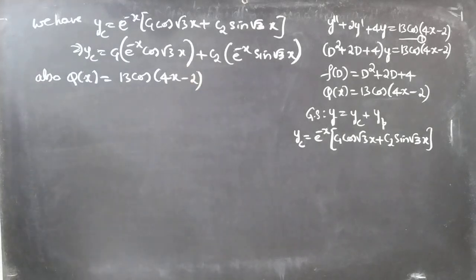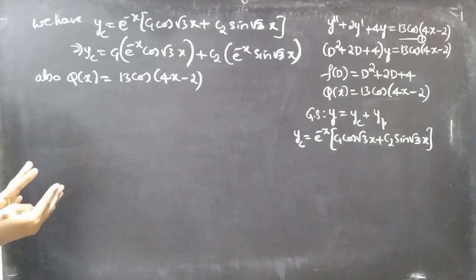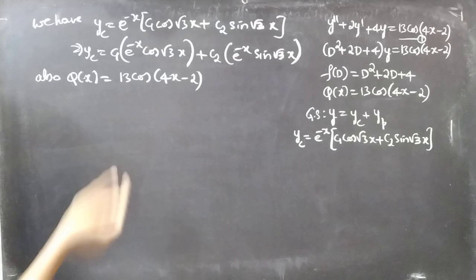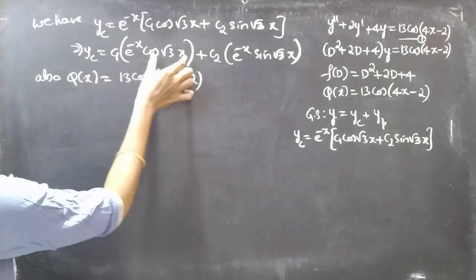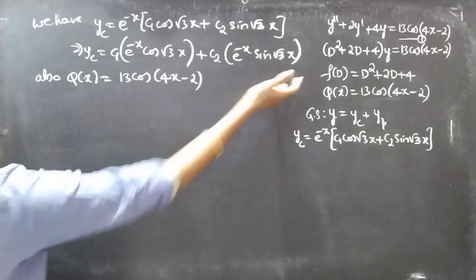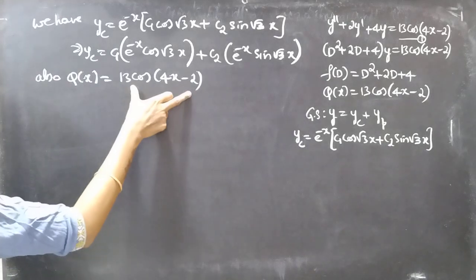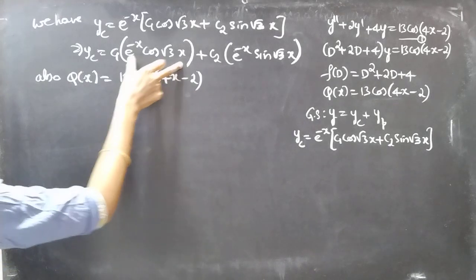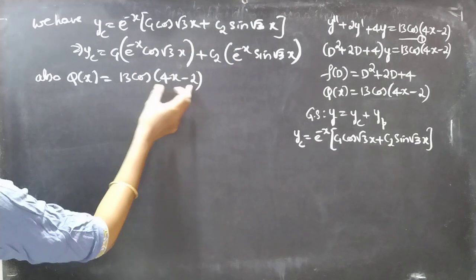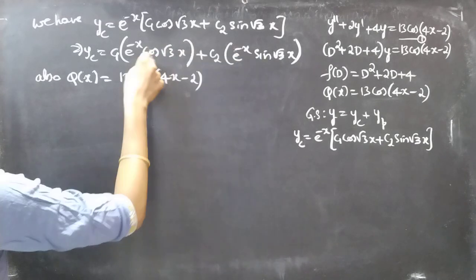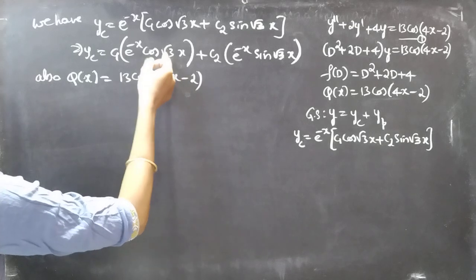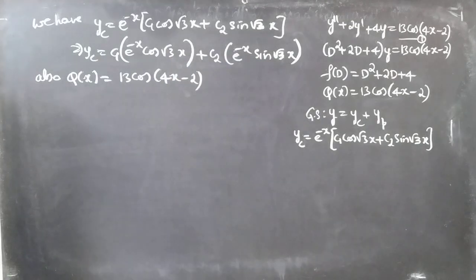Now compare the terms of q of x with the terms of yc. In yc, just neglect the constants and observe the functions of x that occur in yc and q of x. We have e power minus x cos root 3x, e power minus x sin root 3x, and here you're having cos of 4x minus 2. So q of x has no common term with yc. Here you're having cos 4x minus 2, right? And here you're having e power minus x cos root 3x and e power minus x sin root 3x, right? We don't have any common terms.